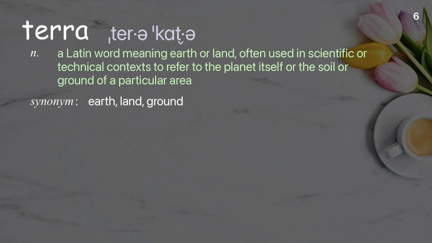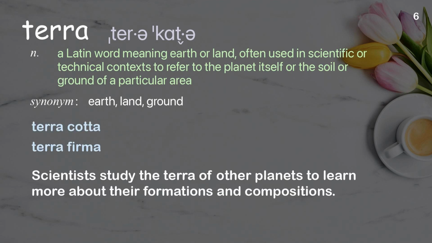Terra. A Latin word meaning earth or land, often used in scientific or technical contexts to refer to the planet itself or the soil or ground of a particular area. Examples: Terracotta. Terra firma. Scientists study the terra of other planets to learn more about their formations and compositions.